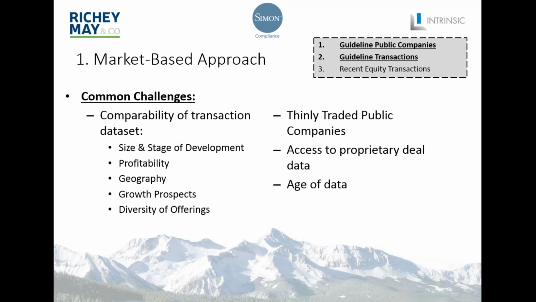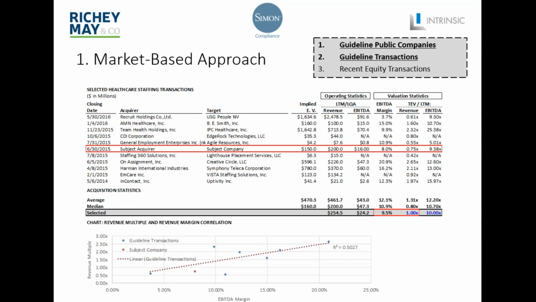Yep. So just very briefly on this slide, the market-based approach with guideline public companies and guideline transactions really is looking at price indications and multiple indications in the market, applying revenue, EBITDA, and free cash flow multiples to the subject company. And you'll see there's definitely some challenges in this area to be cognizant of, whether it be the size of the data set or the growth profile, the geography. There's definitely some attention that needs to be paid in those areas.